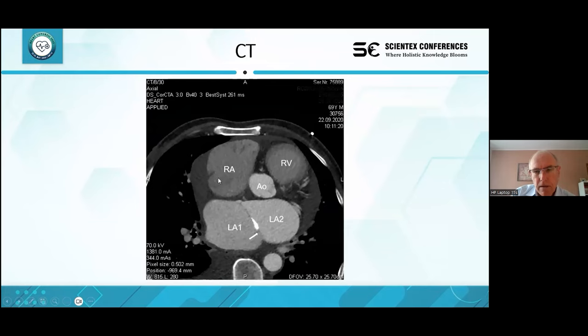On the CT scan, you can see here the right atrium, right ventricle, aorta, left atrium, one department, and second department, as you could see also on the echo. The arrow shows you the hole, or one of the holes, between the two departments of the left atrium.